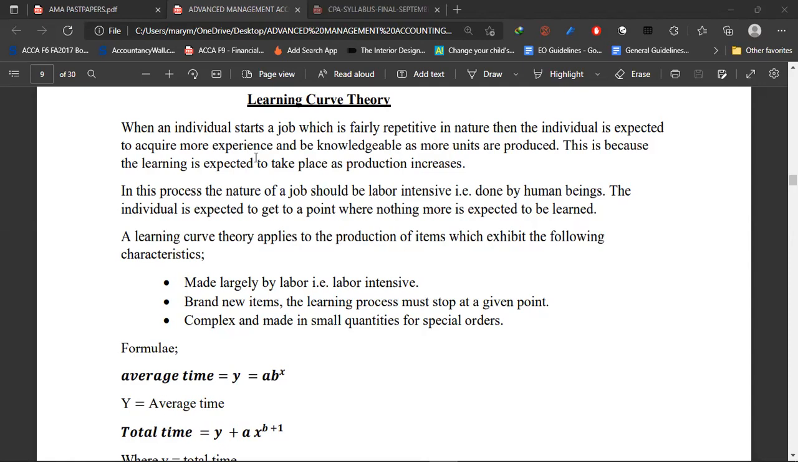Let's see how competent you are. That is a learning curve theory. So it means in a concept of learning curve, we are going to be discussing more about labor. It is a labor intensive thing. So it means that it should be done by the human beings. So that is why we are discussing about a learning curve. So ni wakati wowote naona swali inahusiana na learning curve.